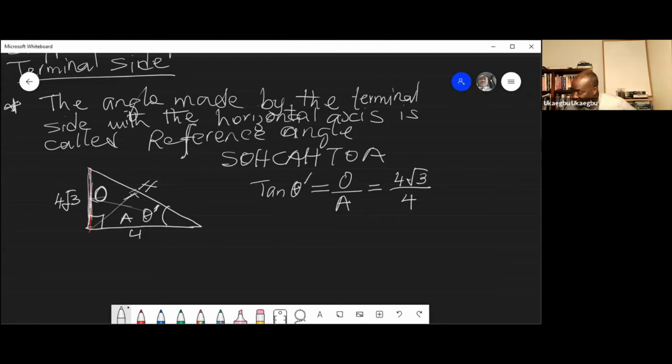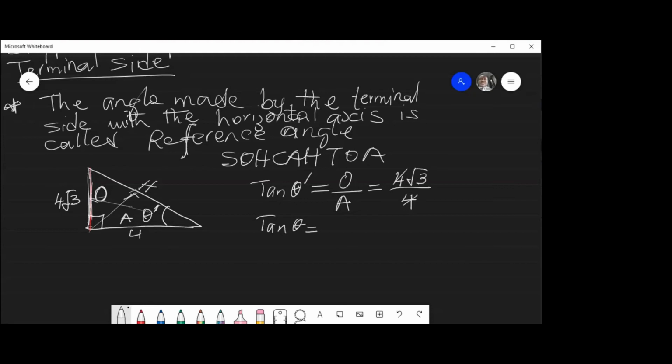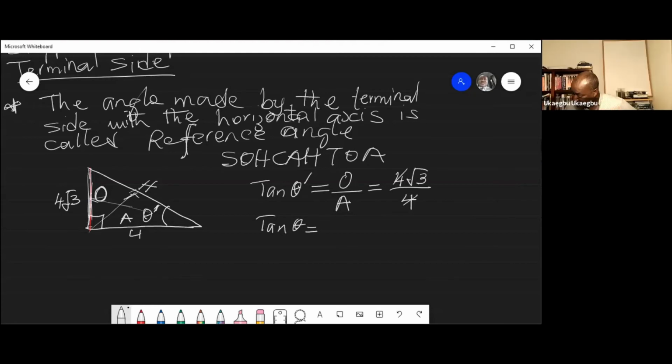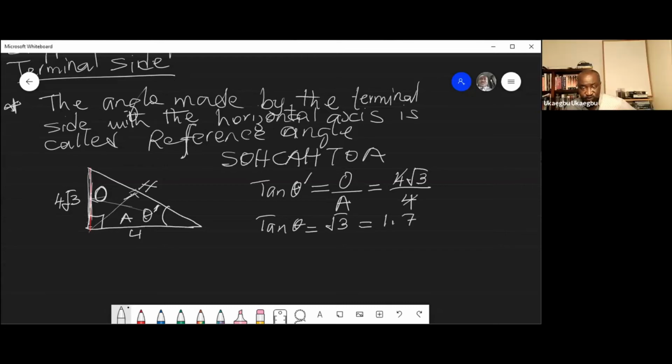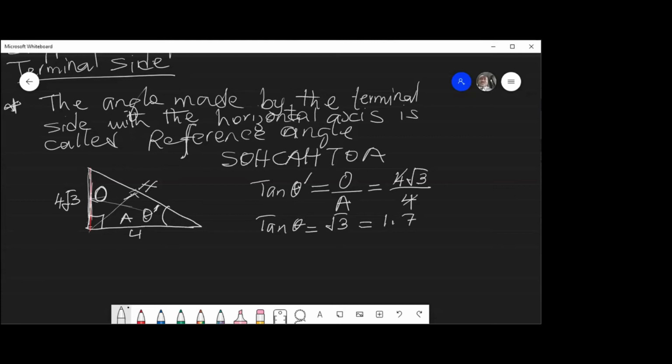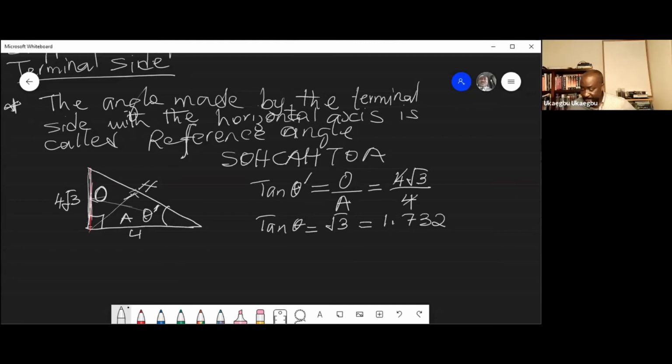Now put that square root of 3 in decimal. Tangent of theta prime is equal to what? Root 3, and that's equal to in decimal. Go ahead. 1.7. Give me other numbers, about 3 or 4 places of decimal. 1.732. Okay, so that's tangent of theta prime.